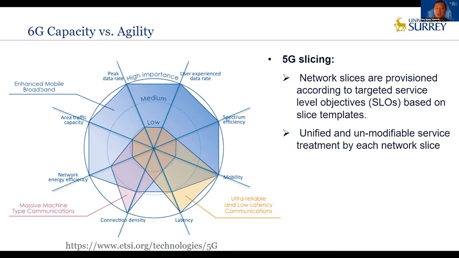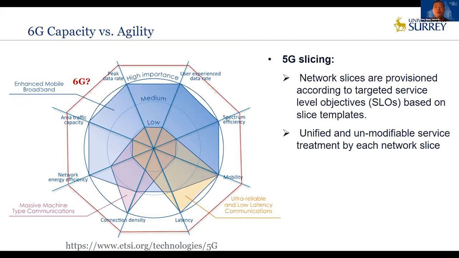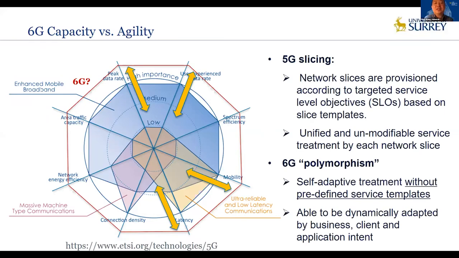But if we look at 6G, certainly there will be more dimensions, which is not reflected by this diagram. Most probably for every dimension, there will be some increased capability. But we may ask ourselves whether this is what we will see in 8 or 10 years' time, in 6G. What we are looking at is probably a more agile 6G service capability. That means you don't need to stick to specific service templates, because in the future, you may encounter applications or services with very complex requirements, which is beyond simple bandwidth requirement or only low latency.